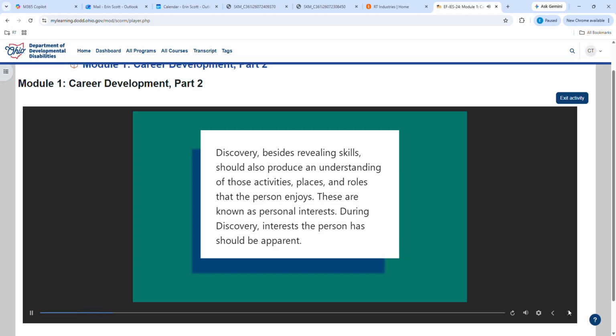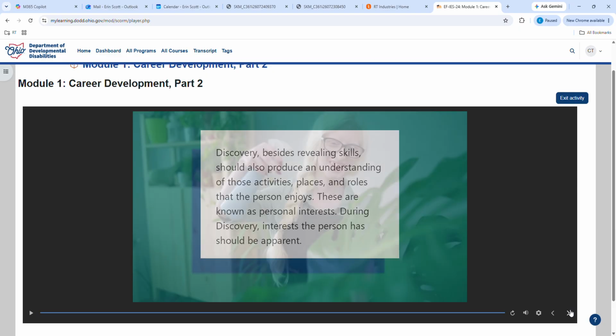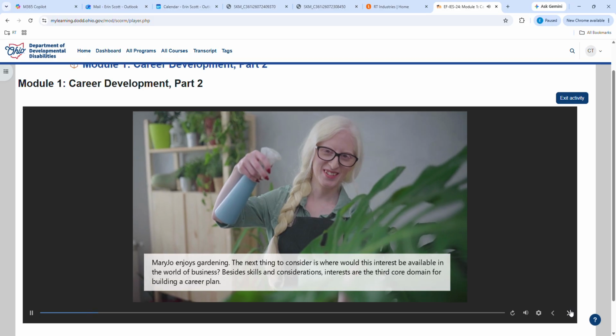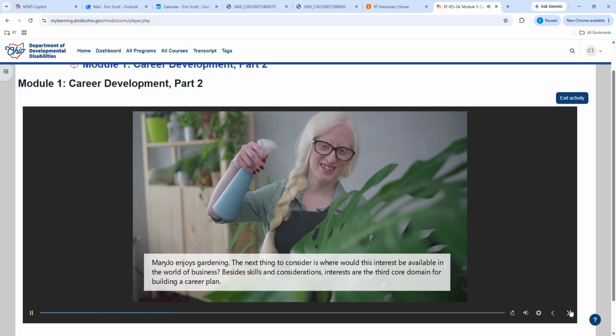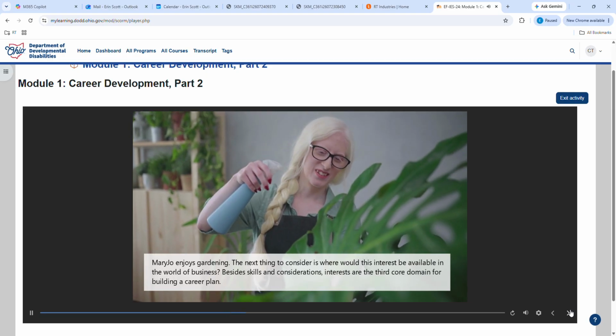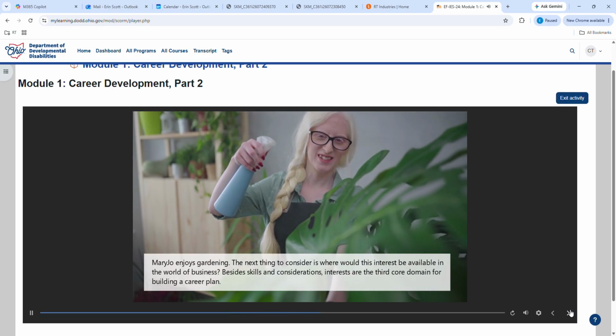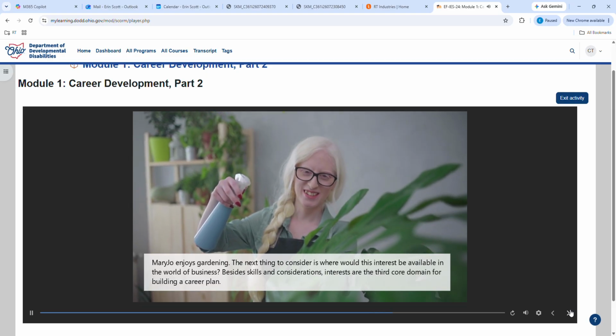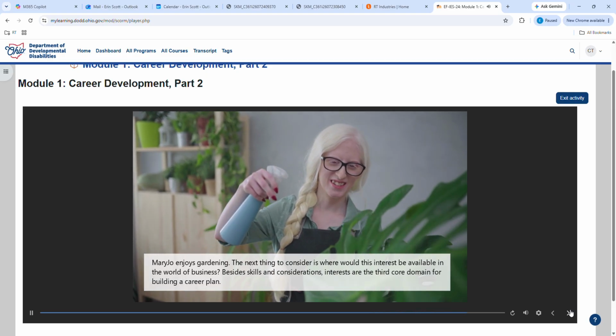Discovery, besides revealing skills, should also produce an understanding of those activities, places, and roles that the person enjoys. These are known as personal interests. During discovery, interests the person has should be apparent. Mary Jo enjoys gardening. The next thing to consider is where would this interest be available in the world of business? Besides skills and considerations, interests are the third core domain for building a career plan.